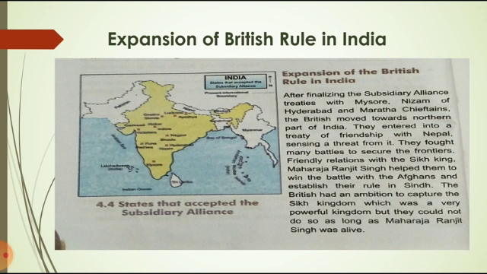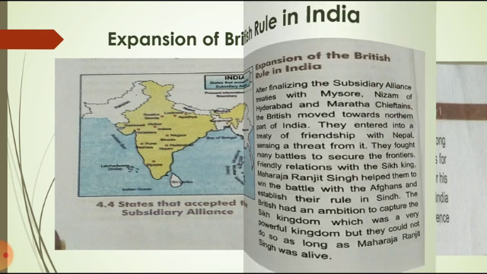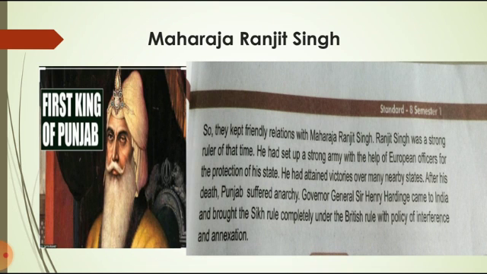So the Britishers thought that they should not spoil the relation with Maharaja Ranjit Singh, because the British already had in mind that they wanted to secure the kingdom of Punjab. They wanted the whole Sikh kingdom, but fighting was not possible. Why? Because Maharaja Ranjit Singh was a very strong ruler. So they kept very friendly relations with him, the first king of Punjab.